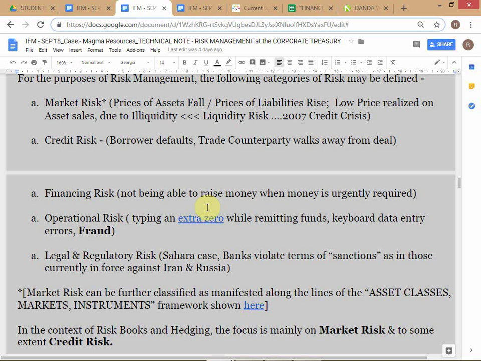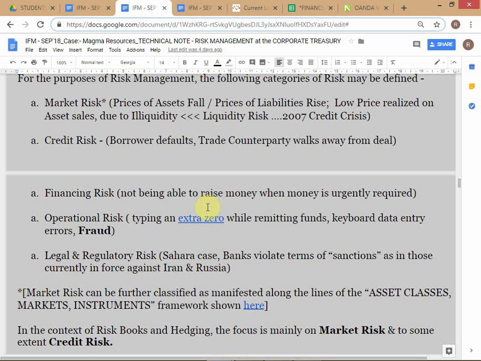Like Renault, I was looking at an interview of the CEO of Renault. They have already substantially wound down their activities. Renault is a company that makes Nissan. Renault Nissan is a joint venture kind of thing. These guys have significantly wound down, and these are legal and regulatory risk. If you fall foul of the sanctions regime, that's an example of the materialization of regulatory risk or legal risk.